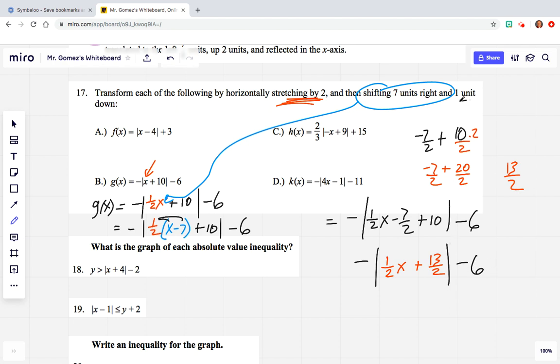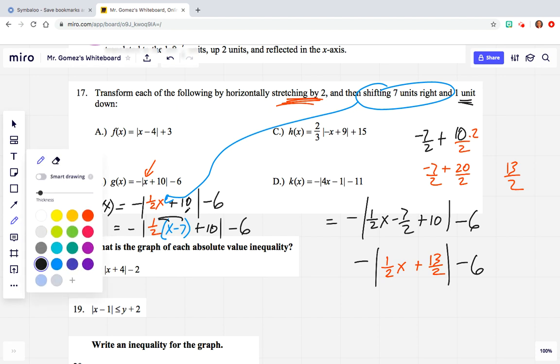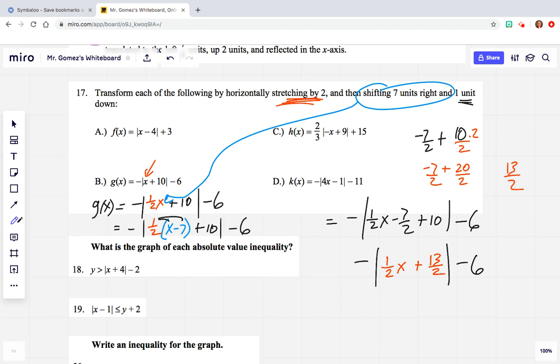The last thing we just have to do is shift 1 unit down. So whenever I do 1 unit down, I'm just going to subtract from this y value right here where it used to be at -6. And by subtracting it 1 unit down it will become a -7. So again, think of this as y, like the x-axis and the y-axis. If you're at -6 and you were to shift down by 1, you would become this -7. And that's how you get g of x is equal to the following. Negative absolute value of 1/2 x plus 13 halves, minus 7 on the outside.